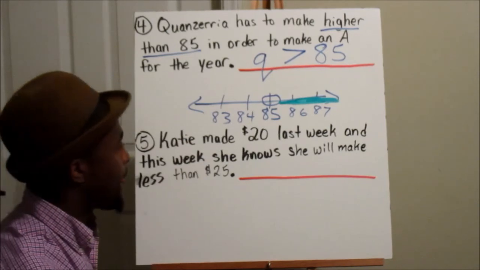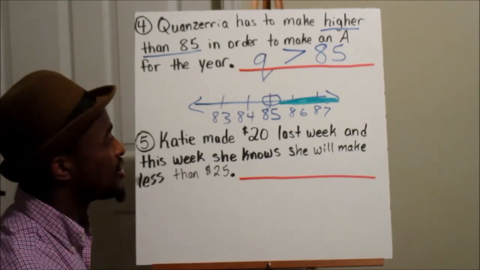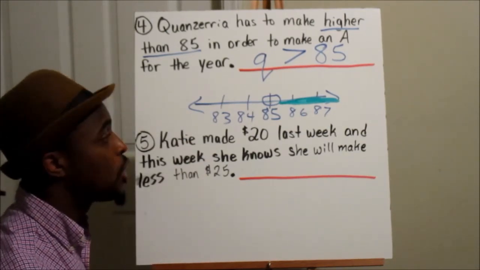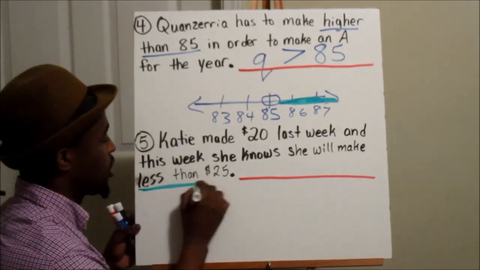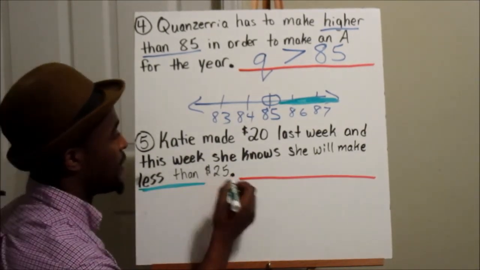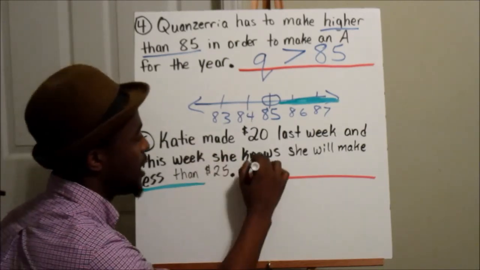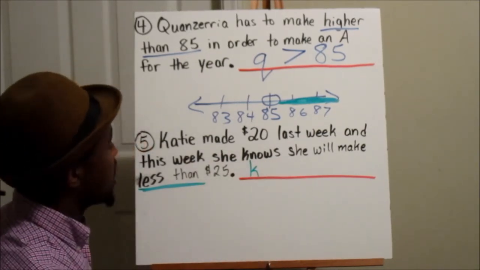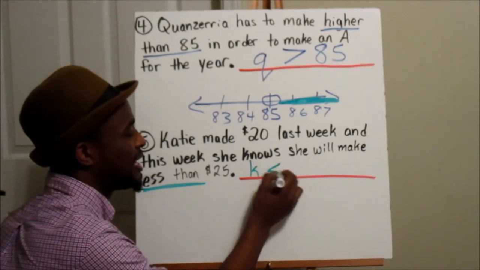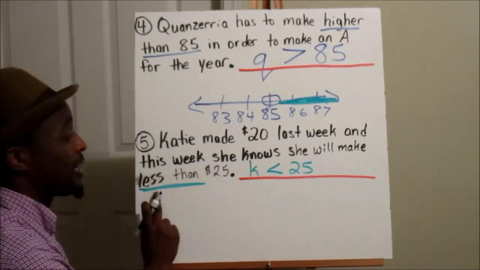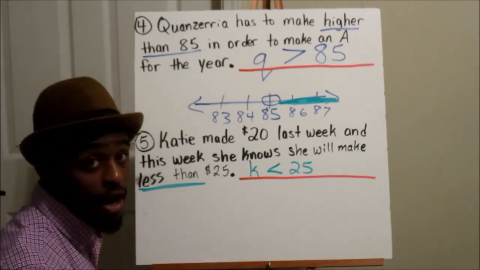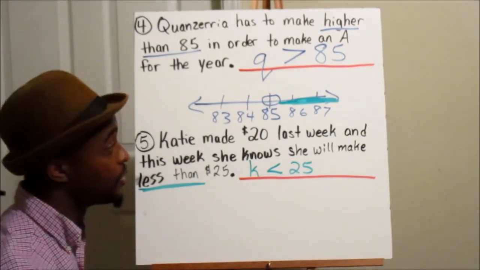Alright, let's look at Katie. Katie made $20 last week. And this week, she knows she will make less than 25. So there's our keyword, less than. And we have 25. So we can put a K for Katie. And she will make less than 25. So I'm going to put less than 25. Alright, I won't put or equal to because it says she will make less than 25. If she made $25, well that's not less than 25, that's equal to 25.